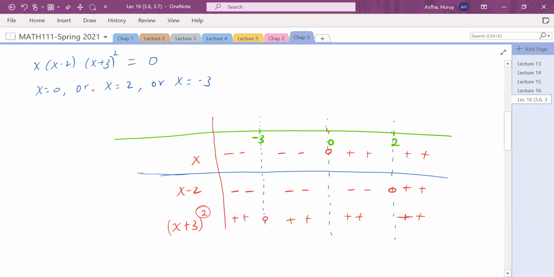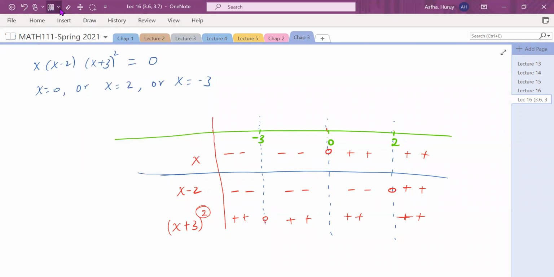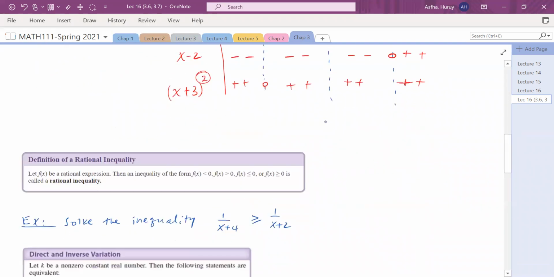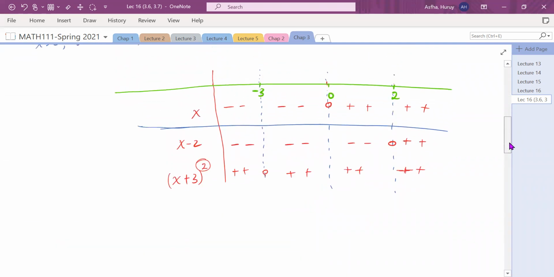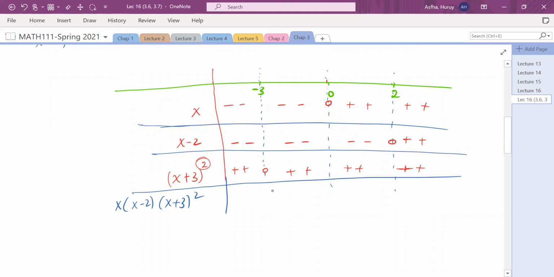Okay? And the next is, well, now we need to multiply it. I have to change color. Now we need to multiply all these factors so that we can solve for f of x. So we have the signs of the individual factors. What we need next is the product. So now we need to multiply it. Okay.